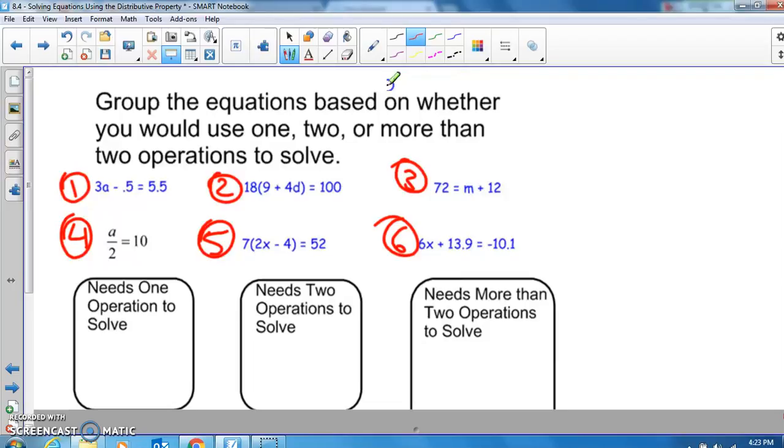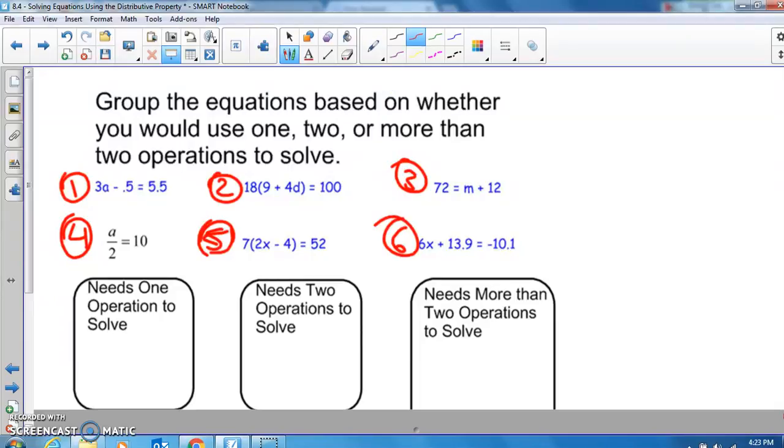For instance, number 5. If you look at number 5 here, you should be able to look at that and say, okay, I have to use the distributive property. There's a minus sign, so somewhere in that problem I'm probably going to have to add or subtract. So that's 2 operations. There's 2x. That means multiplication. So I'm going to have to do the inverse. It means I'm going to have to divide. So right there, number 5, you're going to have to use at least 3 operations.